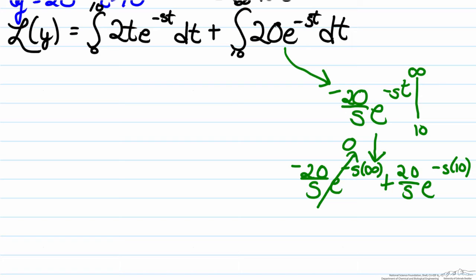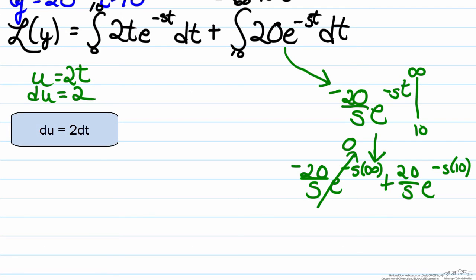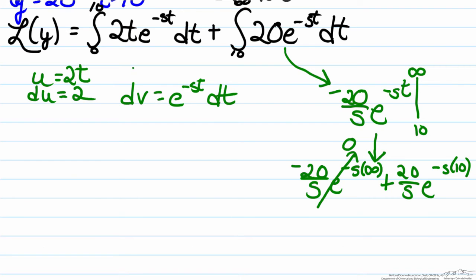For our first integral, this is a classic integral which can be solved via parts. So here we'll define u as 2t, meaning that du is 2. And then that means that dv will be e to the negative st dt. And v will be the integral of that, which will be very similar to what we just did, which is negative 1 over s e to the negative st.